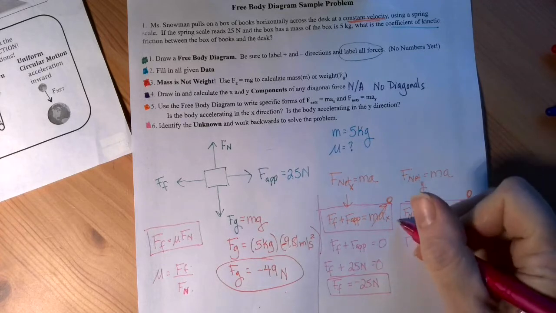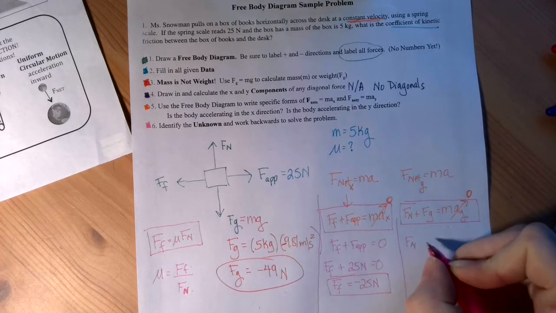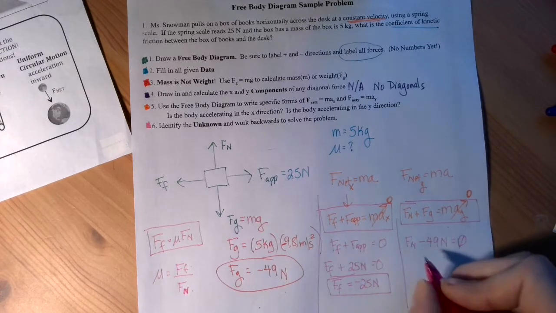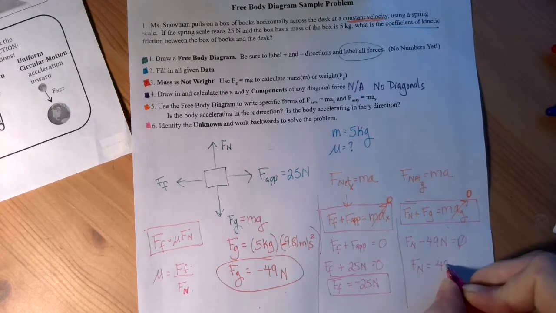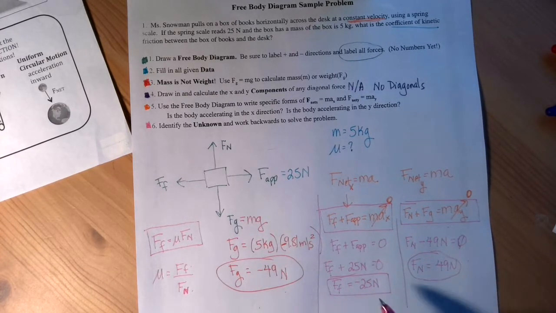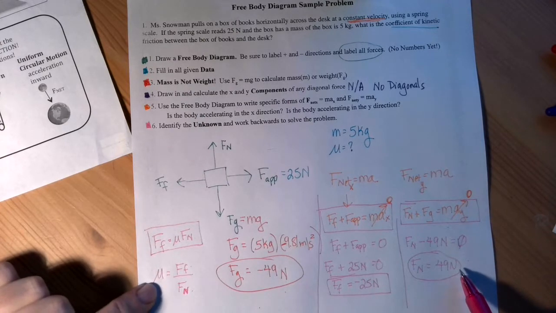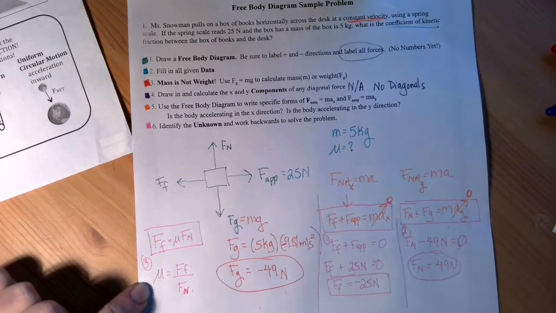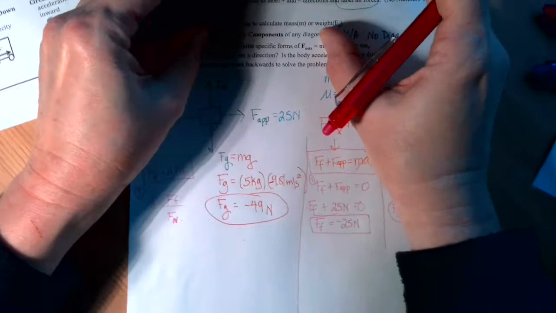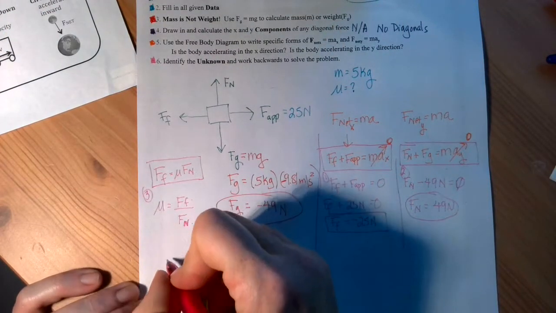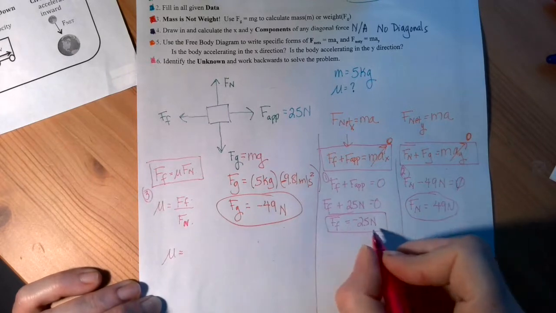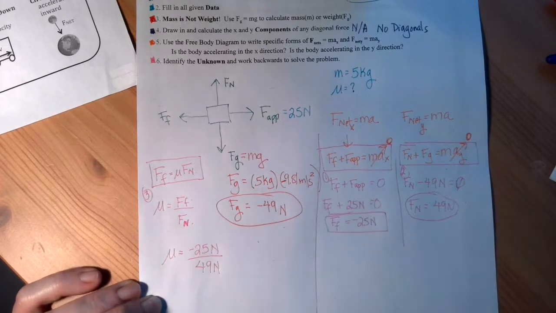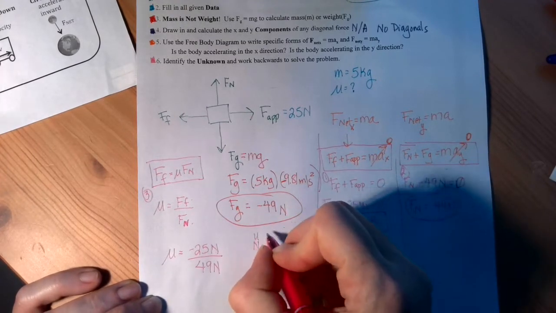All right, and then in the y direction, I have the normal force, and the weight force is negative 49 newtons equals 0 as well. And so the normal force is a positive 49 newtons. Once I have those two, I can then put them into here. So I did this first, then I did this, and then lastly, I'm plugging into here. So mu equals the force of friction, which is negative 25 newtons, all over the force normal, which is 49 newtons.